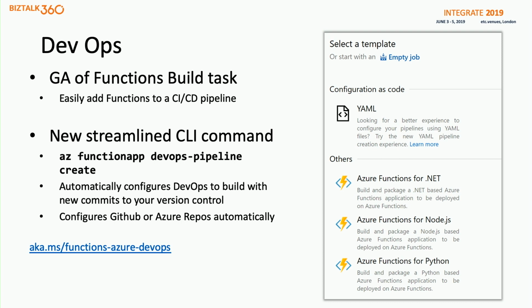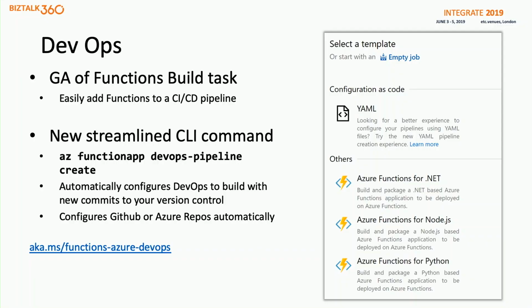We also have added a streamlined CLI command. You run az functionapp devops-pipeline create, and it'll ask you a bunch of questions and create a DevOps pipeline for you. It takes about 5 minutes, so you get to go get a cup of coffee, but you at least now do not have to configure everything manually. And there's a really good short link for that new DevOps integration.